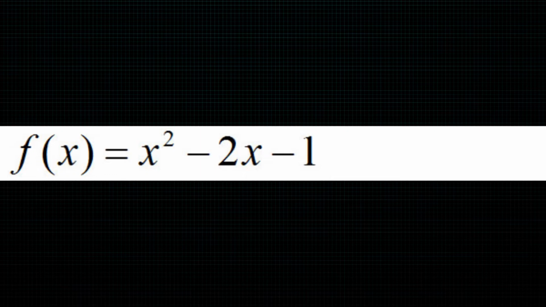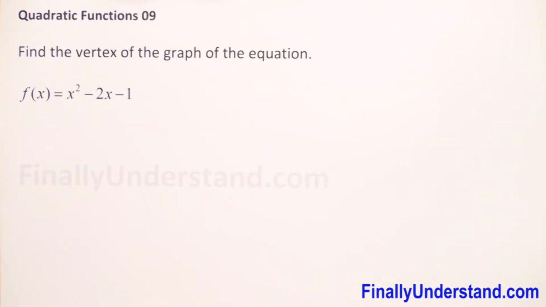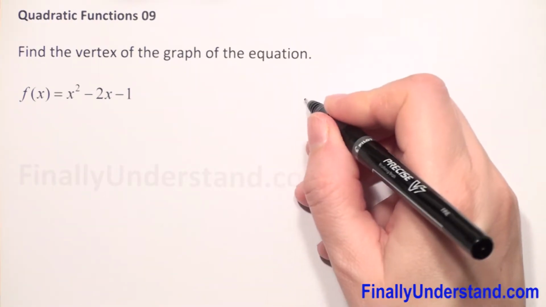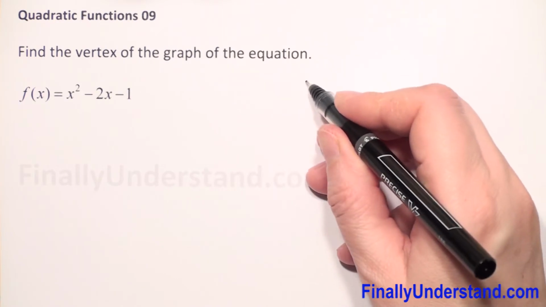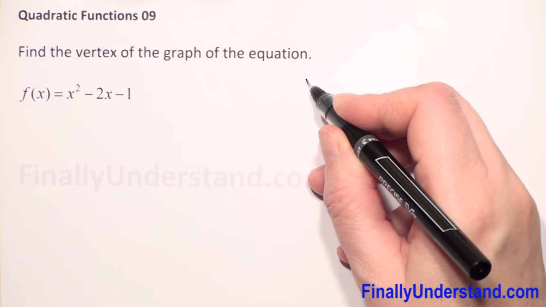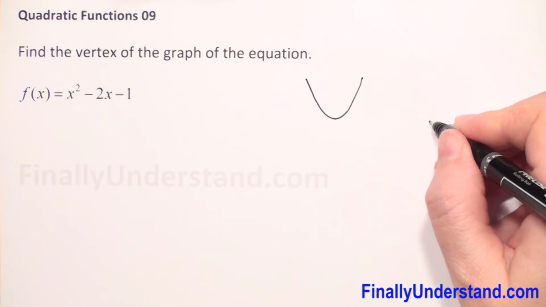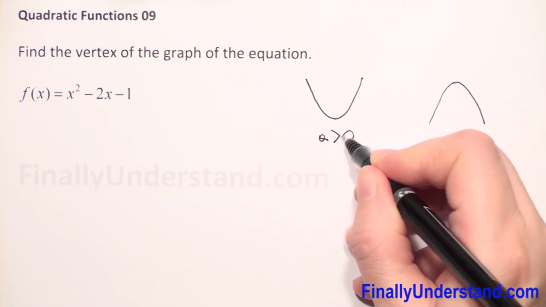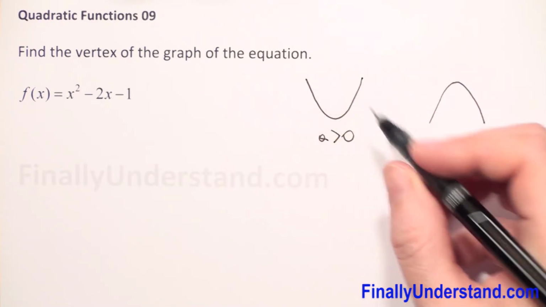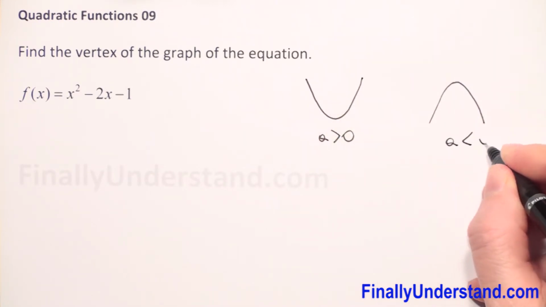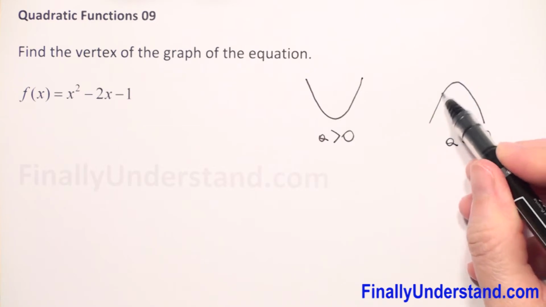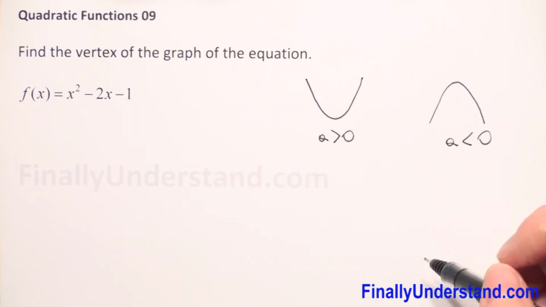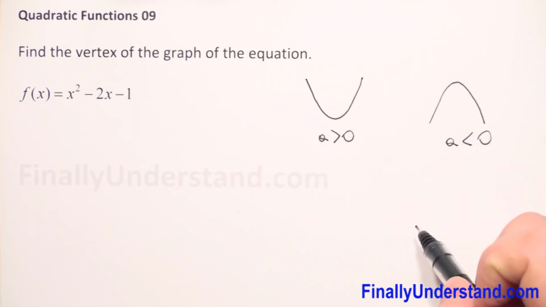We have to find the vertex of the graph of the equation. We have a quadratic function. We know that the graph of a quadratic function is a parabola. A parabola can open up or open down. When a is greater than 0, the parabola opens up, and when a is less than 0, the parabola opens down. So what is a? How do I find a?